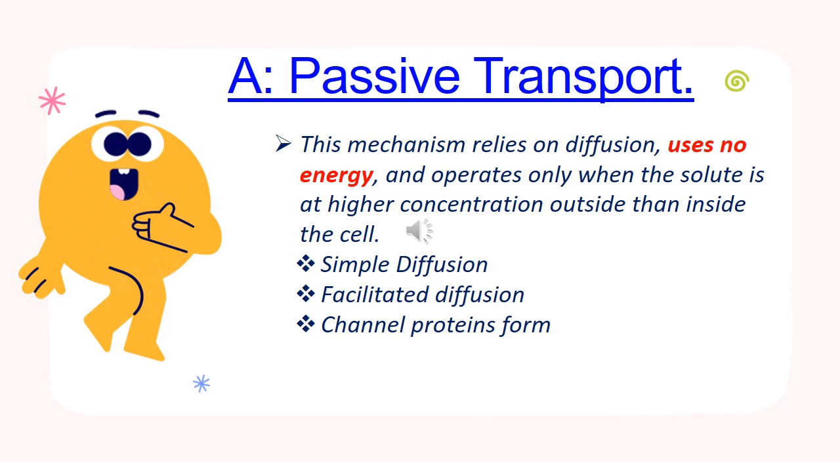Well, channel proteins form selective channels, and they facilitate the passage of specific molecules. Okay, si channel proteins, specific molecules yung fina-facilitate niya. Facilitated diffusion is common in eukaryotic microorganisms but is rare in prokaryotes. Okay, tandaan that facilitated diffusion is common in eukaryotic microorganisms but rare for prokaryotic microorganisms.